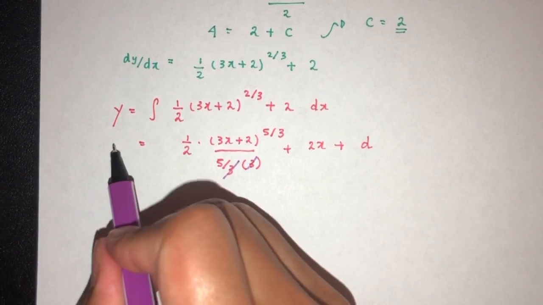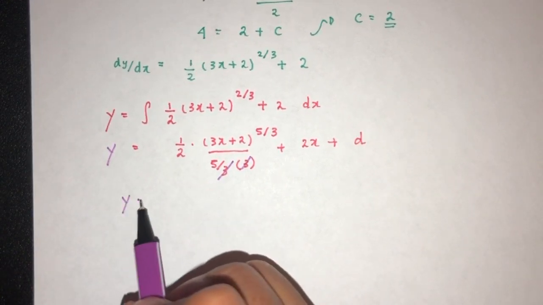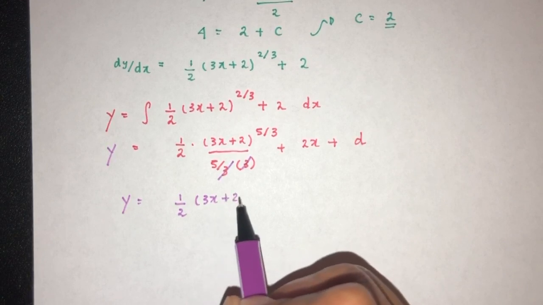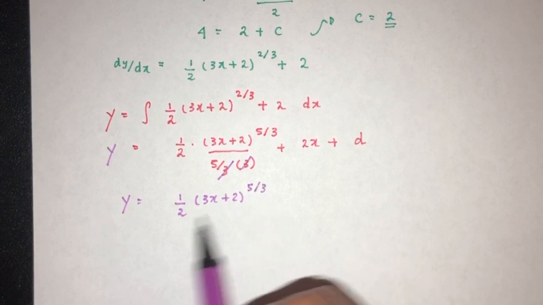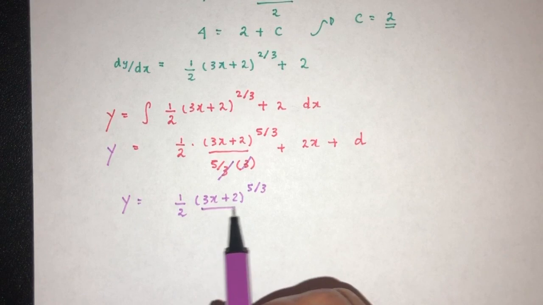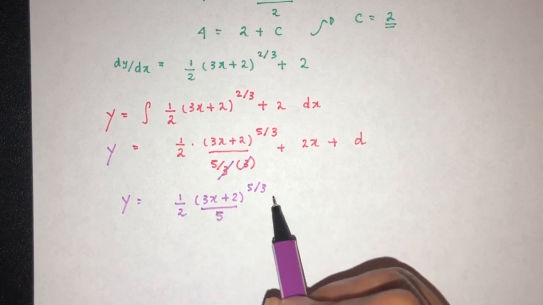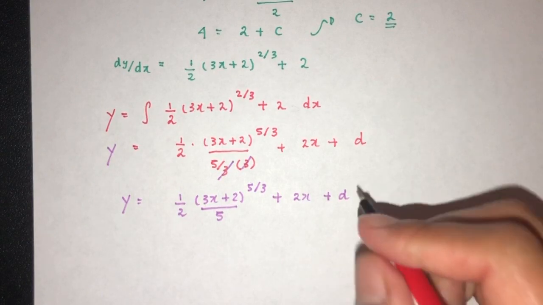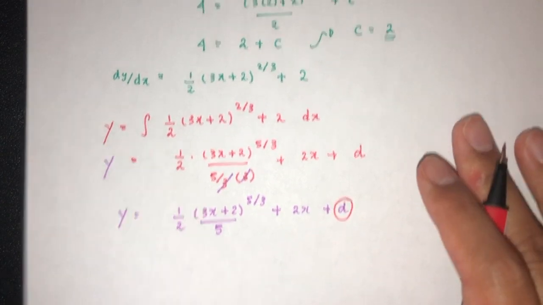So you will have y. This is y is equal to half (3x plus 2) to the power 5 over 3. And here we have 5, don't forget, right? Plus 2x plus d. Now we have to find the value of this constant d. So we have to use the given values.